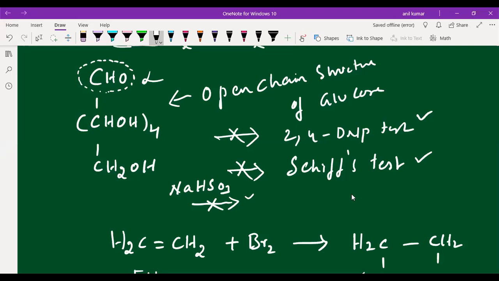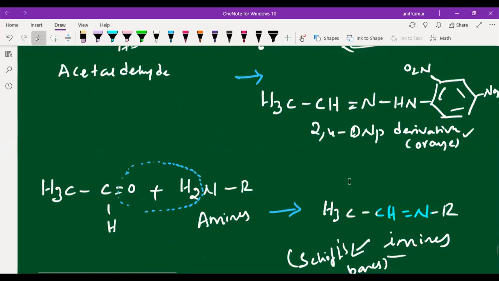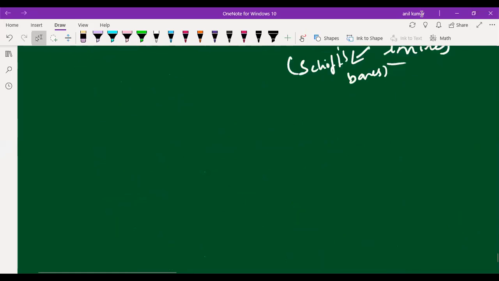And moreover, there is one more drawback. The open chain structure of glucose doesn't explain the two crystalline forms of glucose. In reality, glucose exists in two crystalline forms.